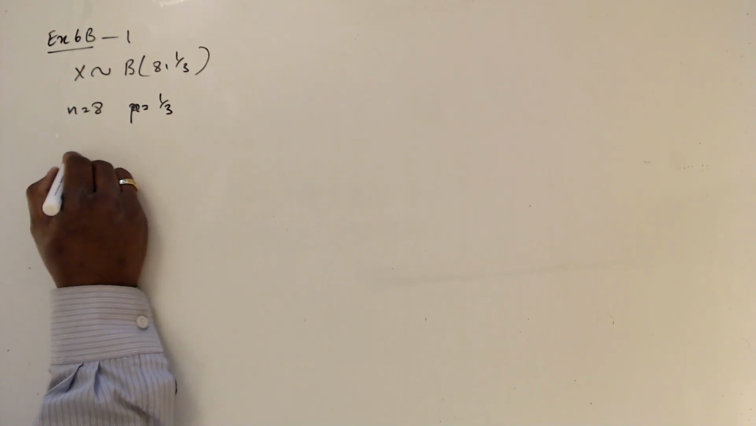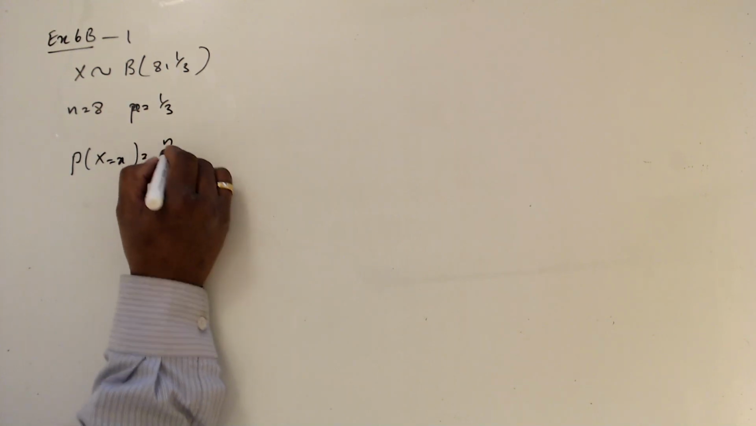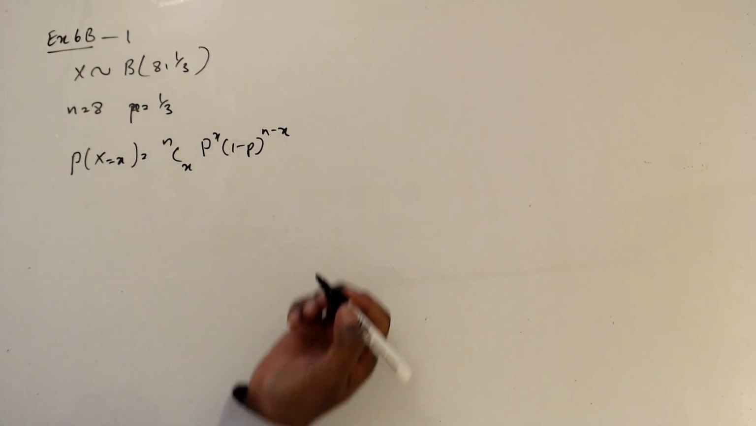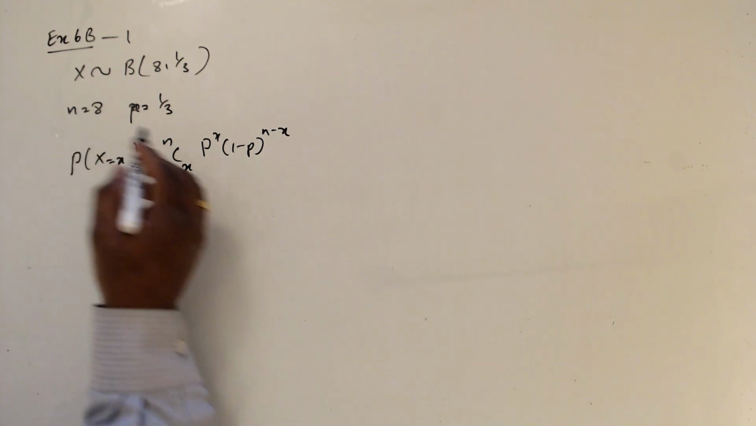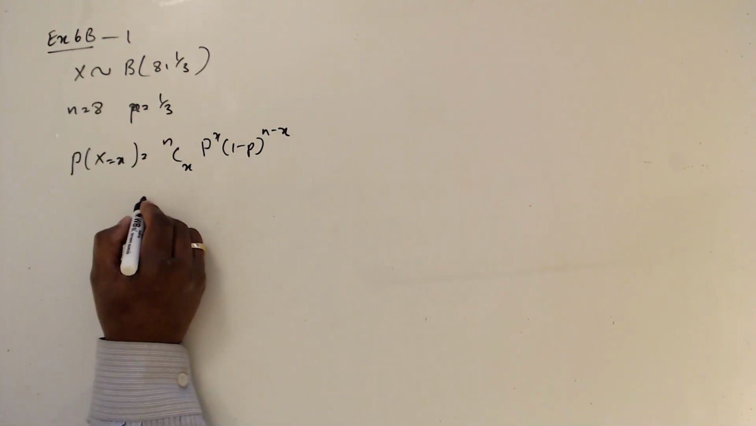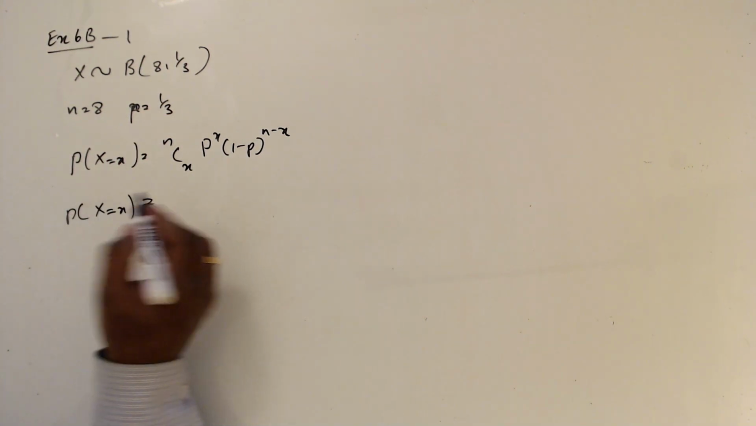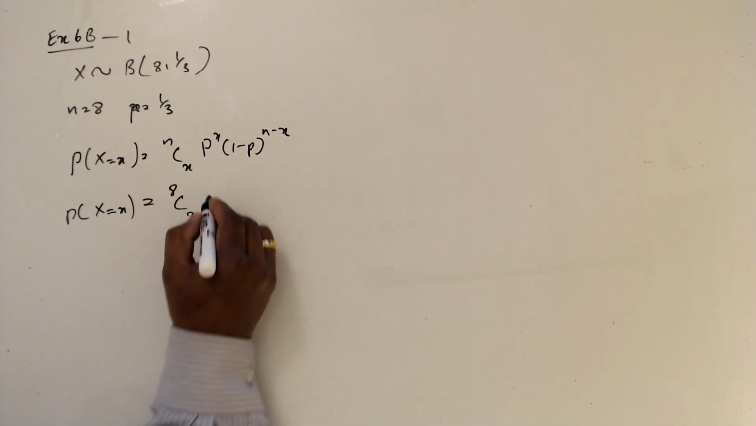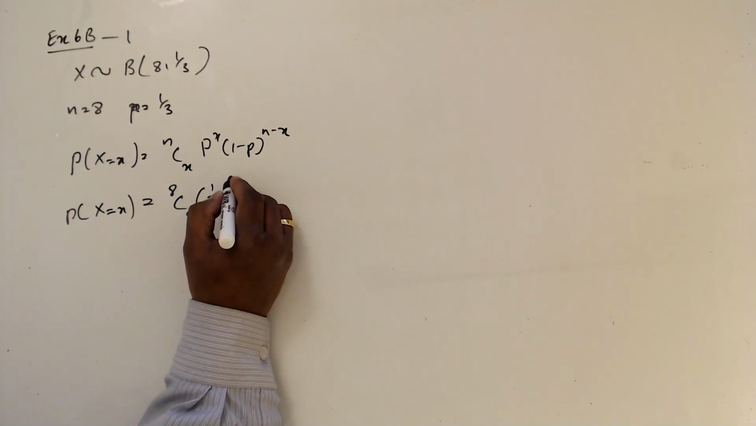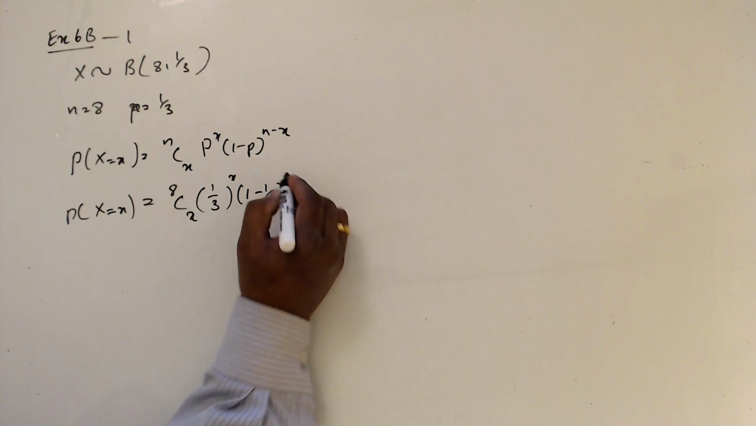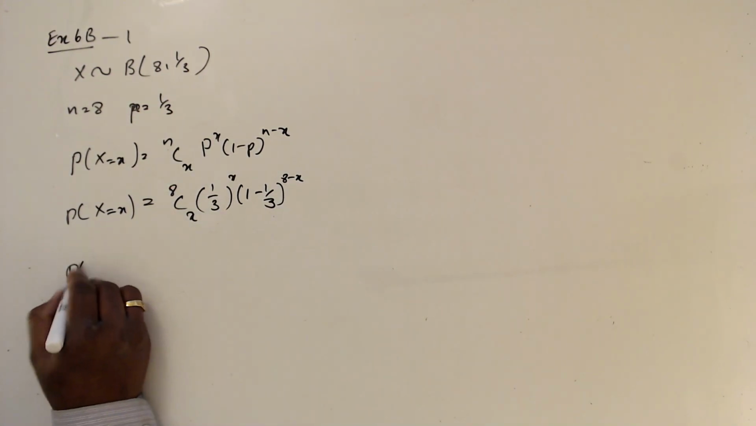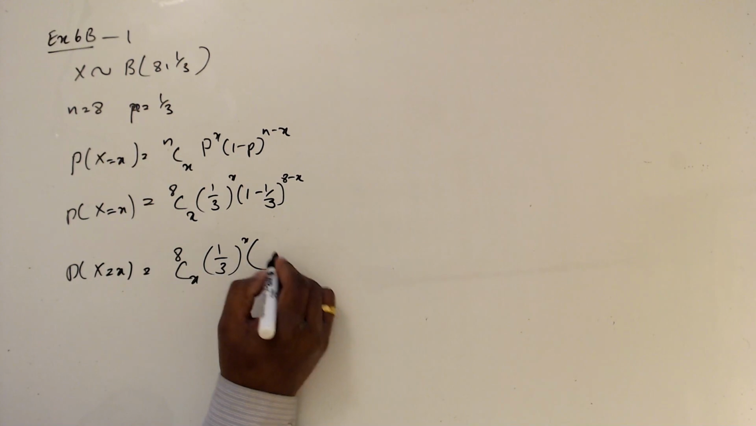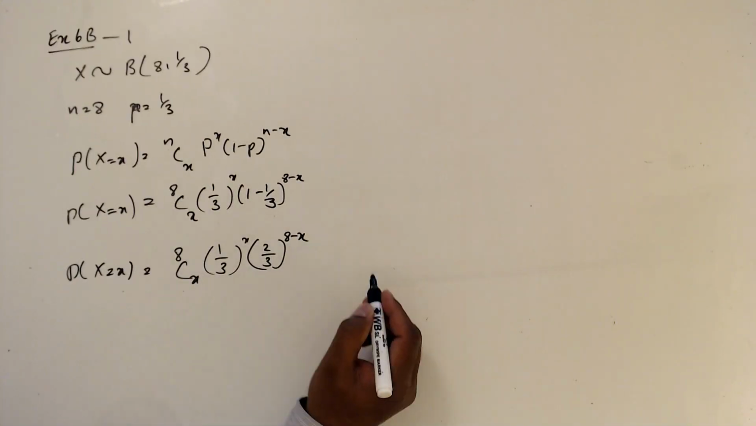Then P(X = x) is nCx p^x (1 - p)^(n - x). We'll substitute: n is 8, so 8Cx, p is 1 over 3 to the power x, and 1 minus 1 over 3 to the power 8 minus x. So P(X = x) is 8Cx (1/3)^x (2/3)^(8 - x).